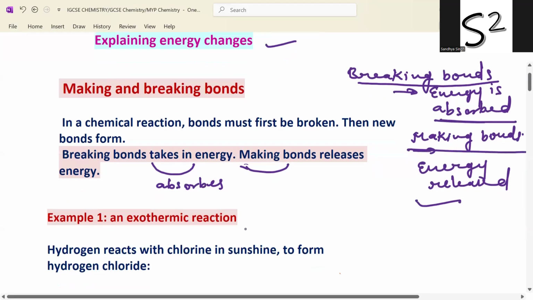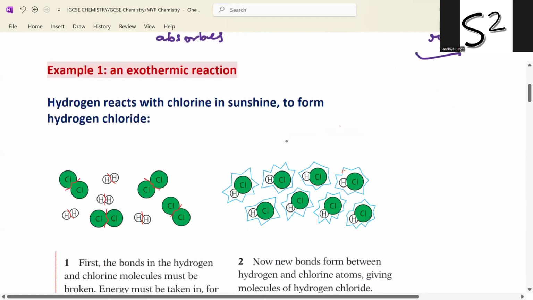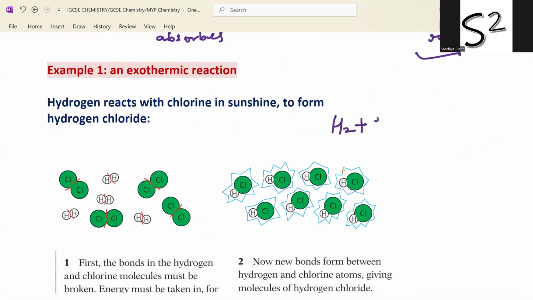Let's discuss an example of an exothermic reaction. See, when hydrogen reacts with chlorine in sunshine, it forms hydrogen chloride. The product is hydrogen chloride, and this reaction occurs in sunlight. It means in this process, energy is absorbed by the system.